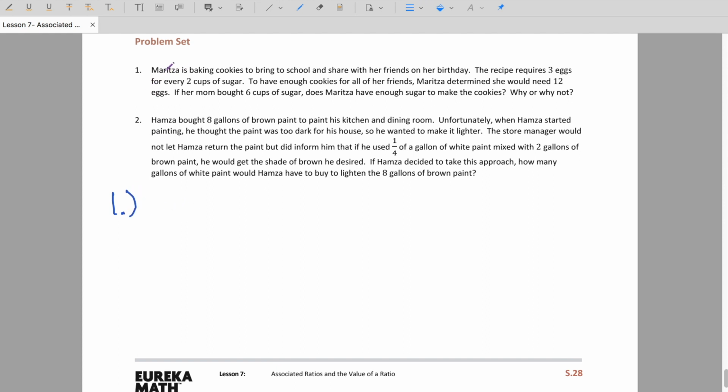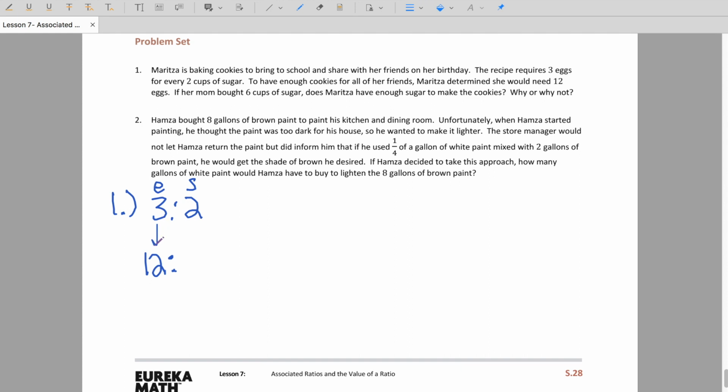So Maritza is baking cookies to bring to school and share with her friends for her birthday. The recipe requires 3 eggs for every 2 cups of sugar. Okay, 3 eggs to 2 cups of sugar. To have enough cookies for all of her friends, Maritza decides she would need 12 eggs. Okay, so she needs 12 eggs. If her mom bought 6 cups of sugar, does Maritza have enough sugar to make the cookies? Why or why not? So what we want to do is make an equivalent ratio.